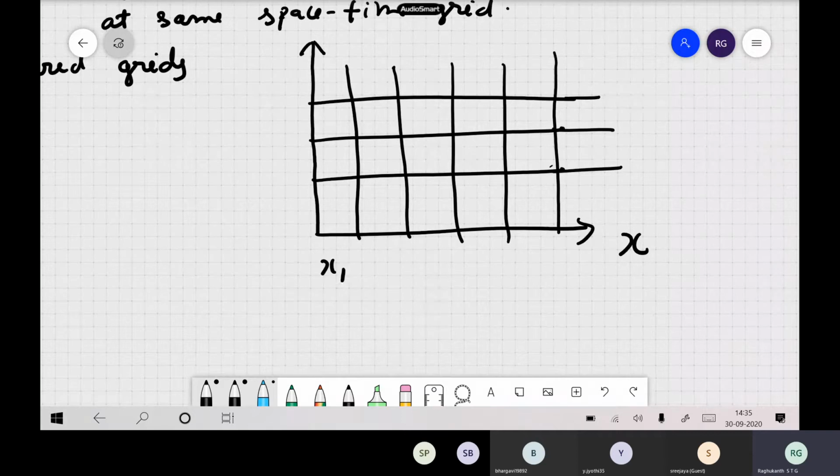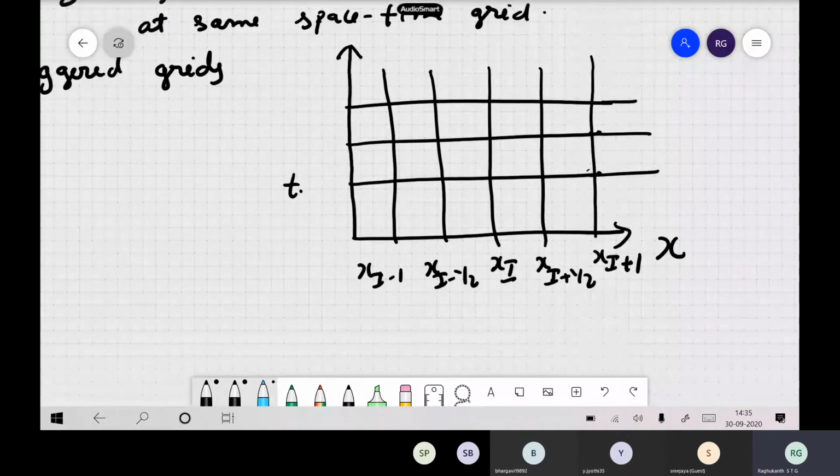So I have x i minus 1, x i minus half, then this is x i, then I have x i plus half, then x i plus 1. Now this is time, so t m minus 1, t m, and then t m plus 1. So this is our time. So these are our grids actually.